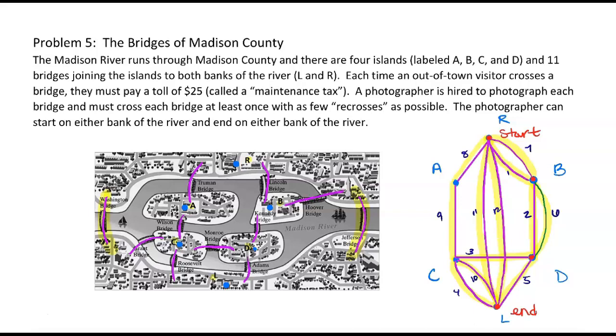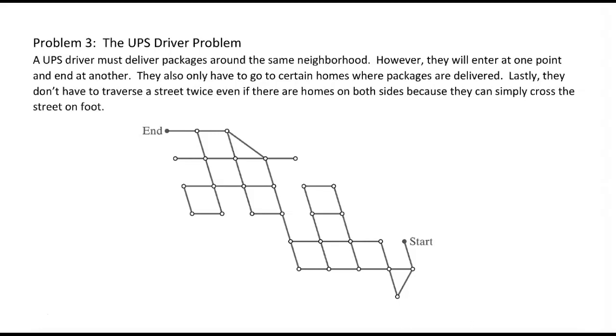Let's take a quick look at the UPS driver problem. Here's a simplified version of the graph that we drew to model the UPS driver problem. Let's review. A UPS driver must deliver packages around the same neighborhood that we had for the mail carrier and the security guard. However, they will enter at one point and end at another. They also have to go to certain homes where packages are delivered. Lastly, they don't have to traverse a street twice, even if there are homes on both sides, because they can simply cross the street on foot.